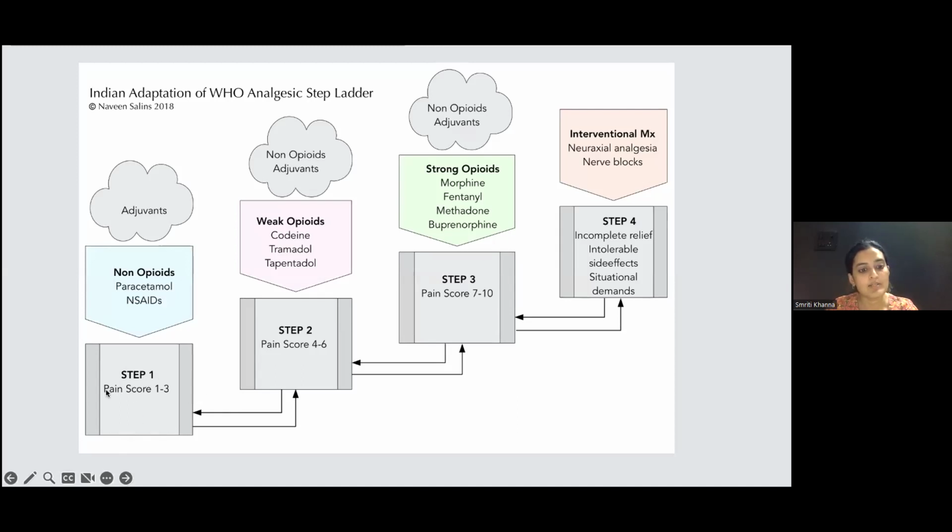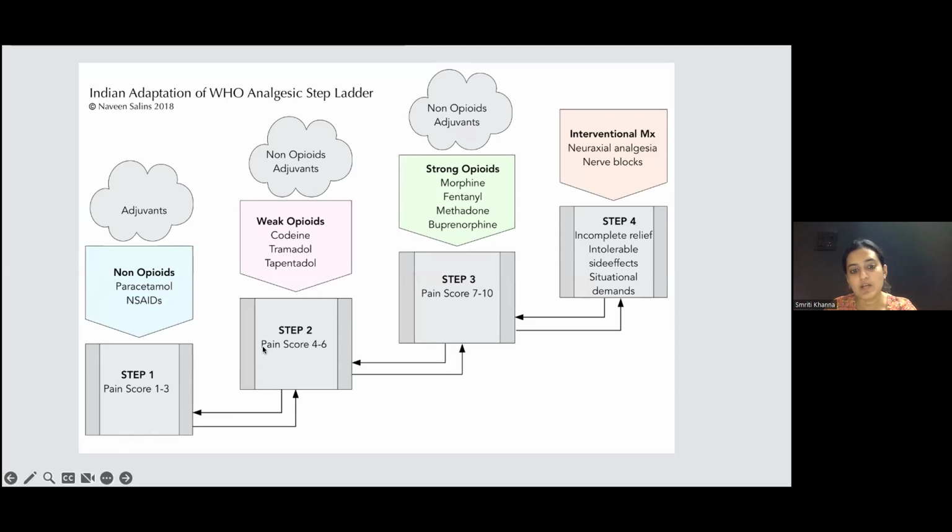Step 1 is pain management if the pain score is 1 to 3, which talks about using non-opioid medications, so paracetamol, NSAIDs, and other adjuvants. Adjuvants could be neuropathic medications, it could be steroids, it could be anticonvulsants, which can be used for neuropathic pain.